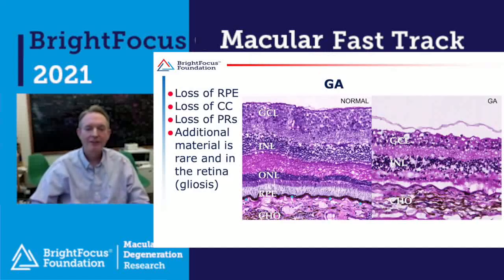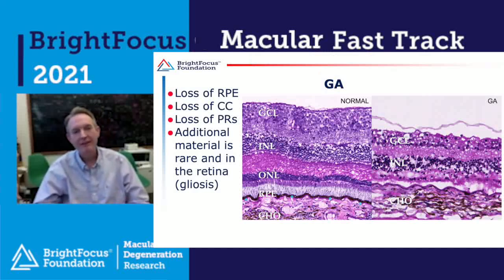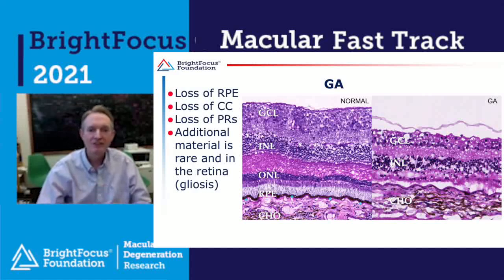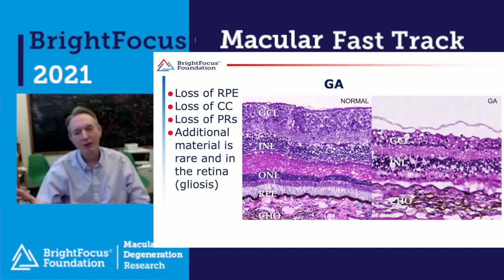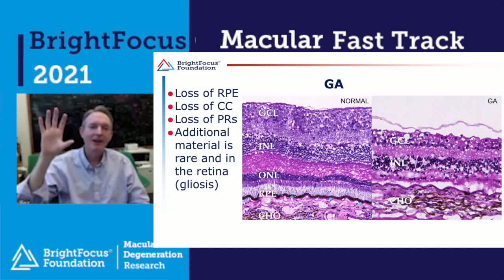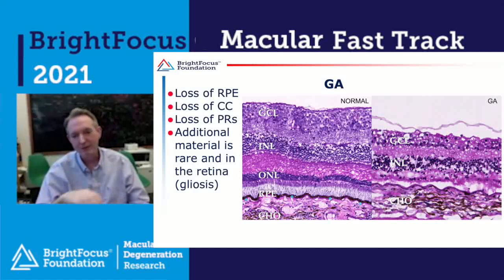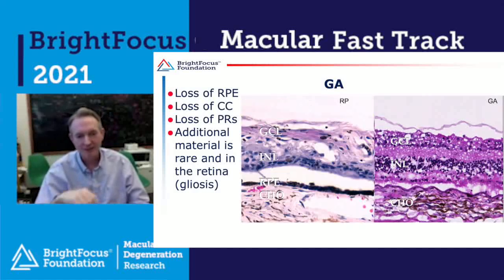So in geographic atrophy, compared to a normal eye on the left, there's loss of the RPE, there's loss of the choriocapillaris, there's loss of photoreceptors. You'll see this in other advanced forms of macular degeneration as well. But you don't see much additional material in or beneath the retina. So it's really, we call it atrophy, of course. Material is missing. Photoreceptors are missing, RPE is missing, choriocapillaris degenerates.